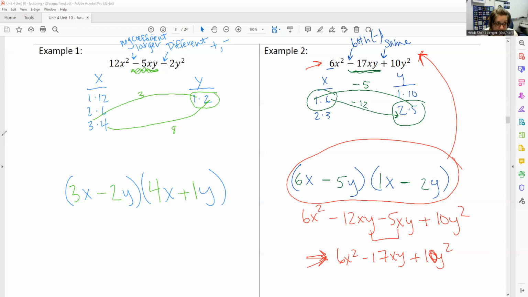And then again, because I do not trust the trial and error method, I'm going to walk myself through the FOIL and make sure that this is my answer. I want to make sure that I get that same thing up there. Okay, so first, 3x times 4x is 12x squared. Then I have my outsides. These are the crucial guys, right? 3x times 1y is going to give me positive 3xy. Now I'm going to do the insides. Negative 2y times 4x gives me negative 8xy.